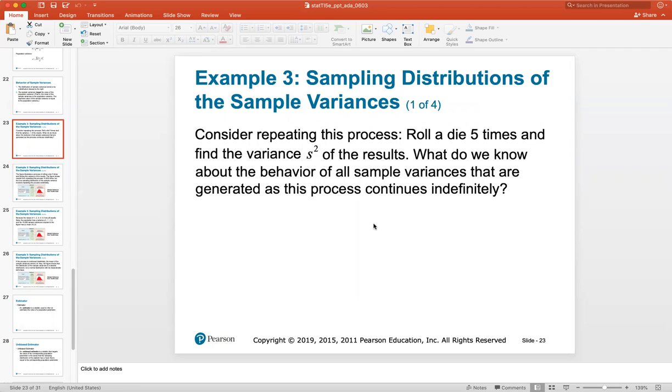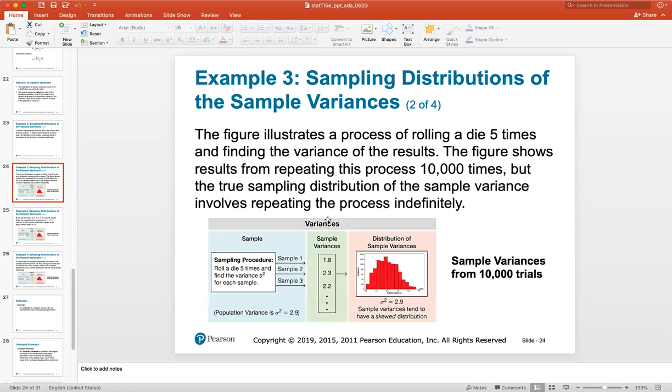Consider repeating this process, the same experiment as in examples 1 and 2. What do we know about the behavior of all sample variances that are generated as this process continues indefinitely? So pretty much we're going to do the same process as we did in examples 1 and 2: rolling a die many times, but in this case 10,000 times. For each sample, we're going to calculate the sample variance.